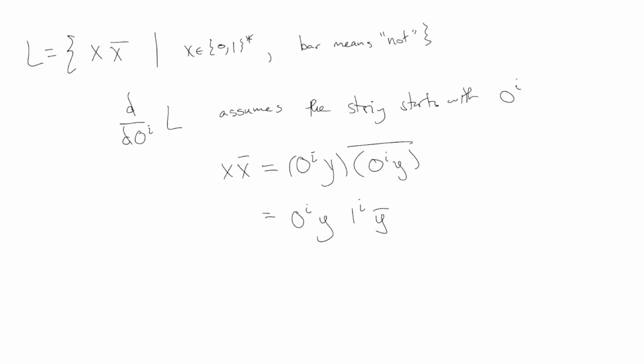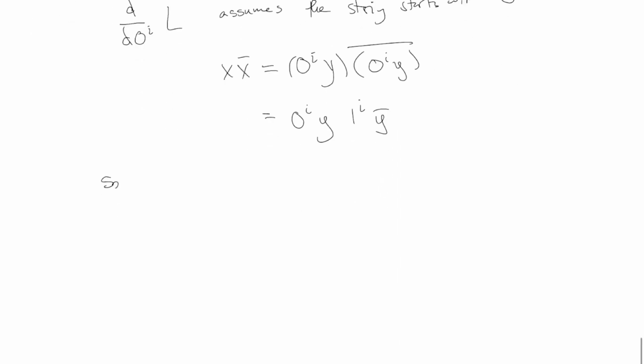All right. So this is the format of the strings, and then when we do this derivative, we cancel the initial 0 to the i. So that means these sets, derivative of L looks like y, 1 to the i, y bar. And those sets are all different for different values of i, because the i just tells you how many ones are in the middle, and they'll be different.